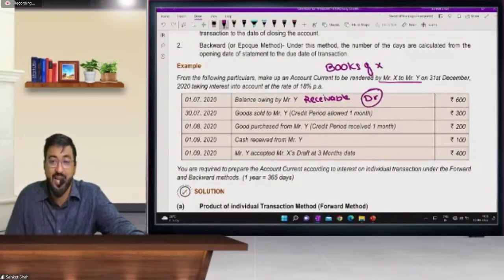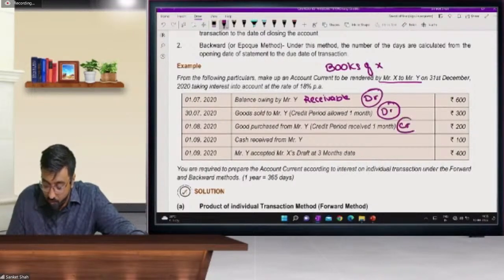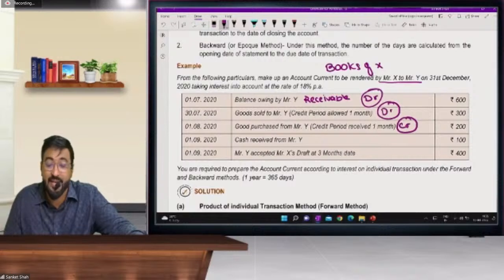So beta, you will write it on the first line: debit to balance brought down. Goods sold to Y, beta, goods sold to Y. Y account debit, to sales. Goods purchased from Y, so purchases to Y. So Y account was credited.